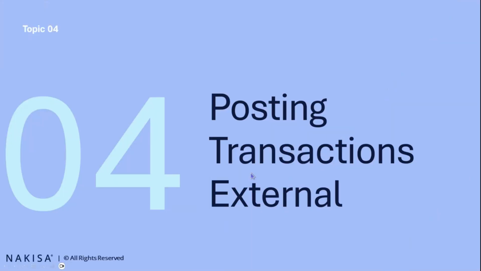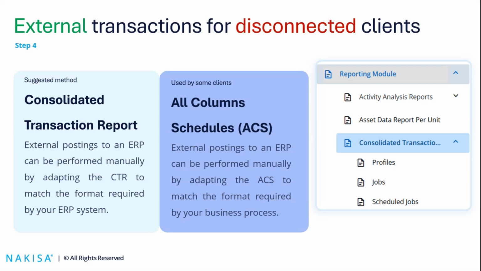The next step is posting transaction externally. This is when you have disconnected clients. I'll go to that first, and then the connected clients. So the suggested method is to use the consolidated transaction report, which means that the external postings to an ERP will be performed manually by adapting the CTR to match the format required by your ERP system, right? So you may have different ERP systems and you want to post your entries, having all the required columns by your ERP system.